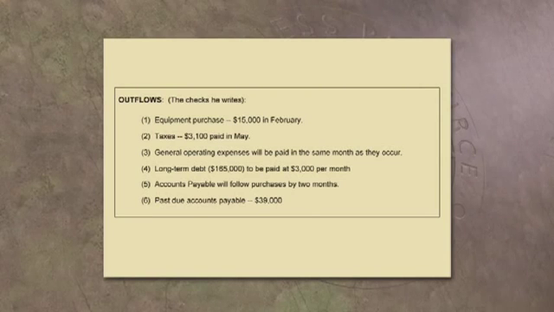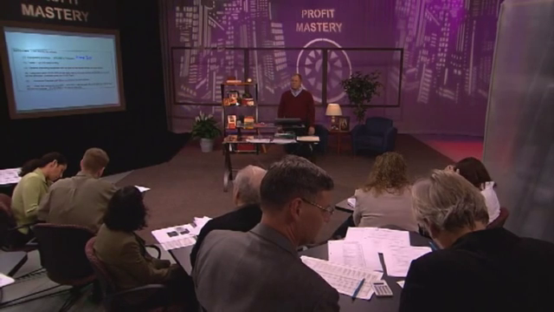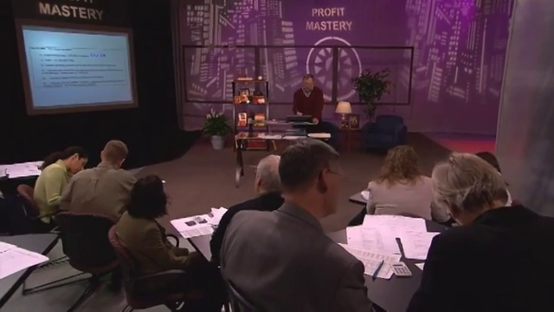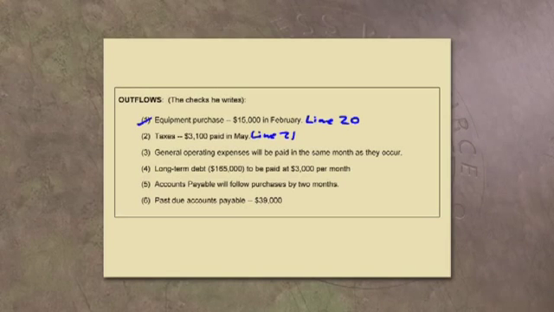The first one, he's going to buy some equipment. How much? $15,000. What line do you think that ought to go on? Line 20. Capital purchases. What month? February. So fill that puppy in. Taxes. What line do you think that ought to go on? Line 21. How much? 31. What month? May. So you're going to go down to line 21, across to May, and when you've done it, you're going to check it off. Check it off. You with me?